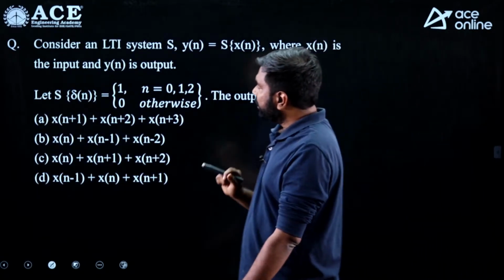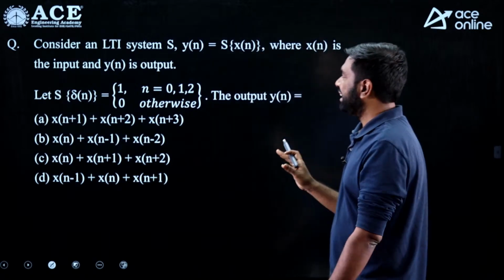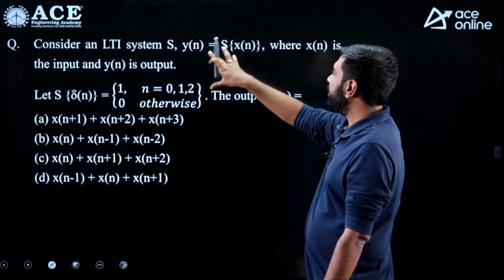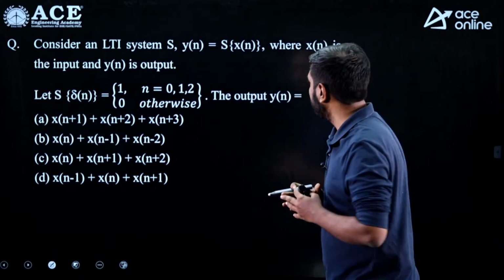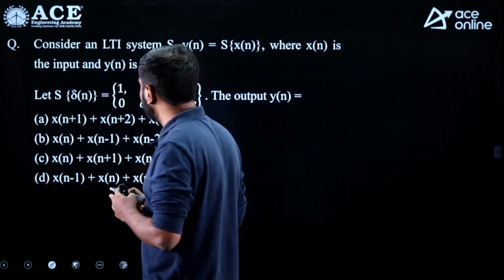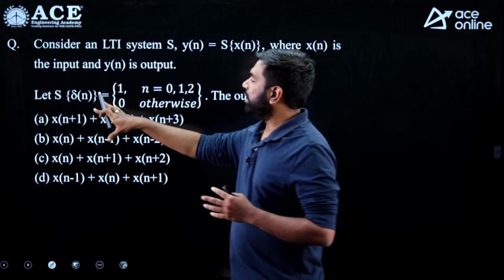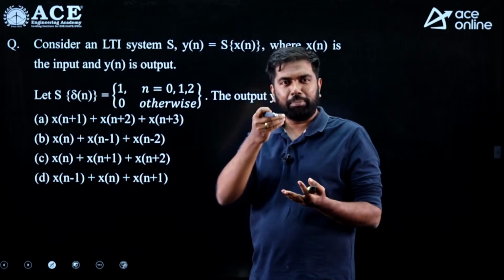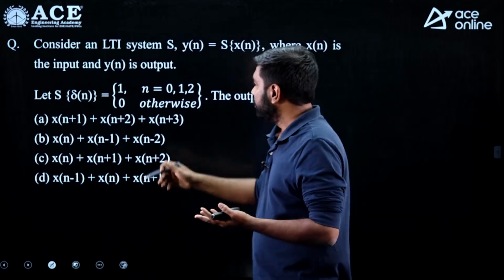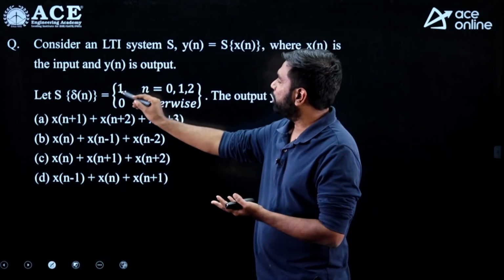Now let's look at this question. Consider an LTI system S, and y[n] equal to S of x[n] is like some transformation on x[n] producing the output y[n], where x[n] is the input and y[n] is the output. Now they are also describing the impulse response. So S of delta[n] means like if I apply delta[n], what kind of output I get. So it's like the impulse response is 1.